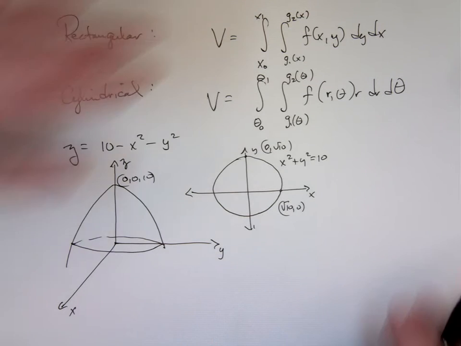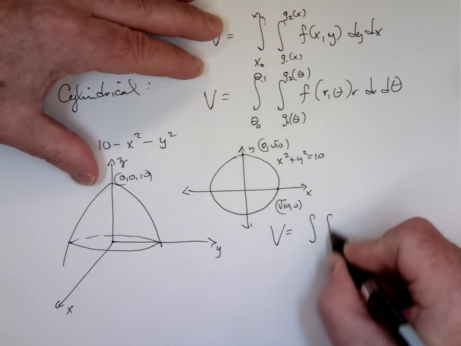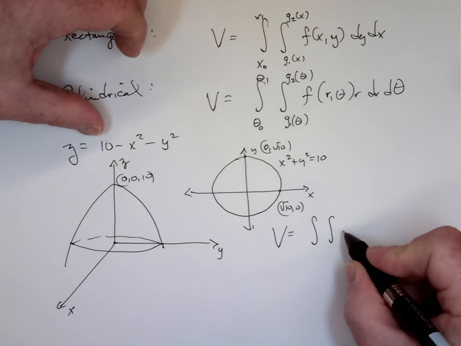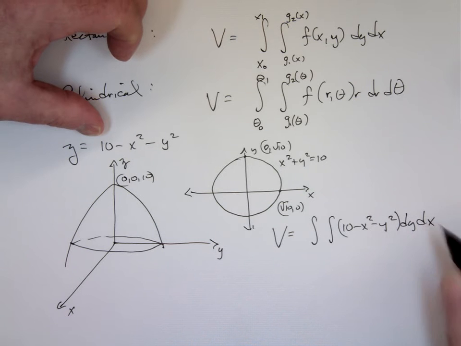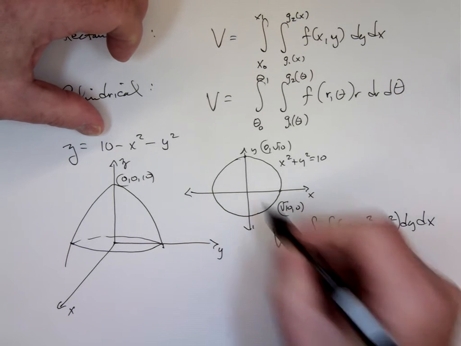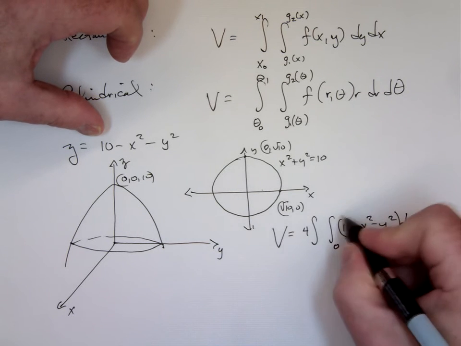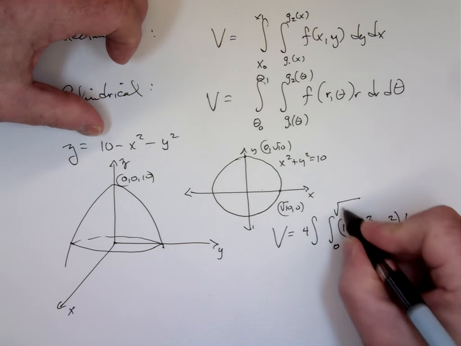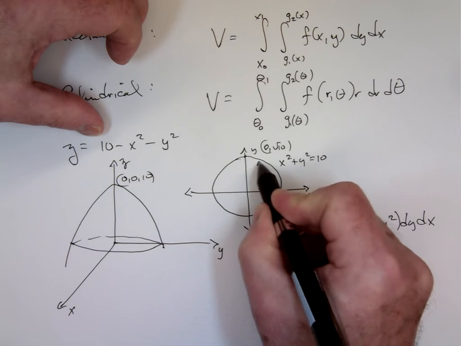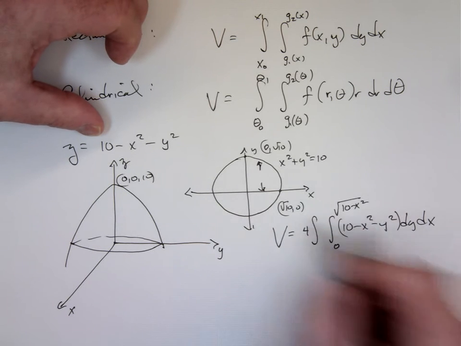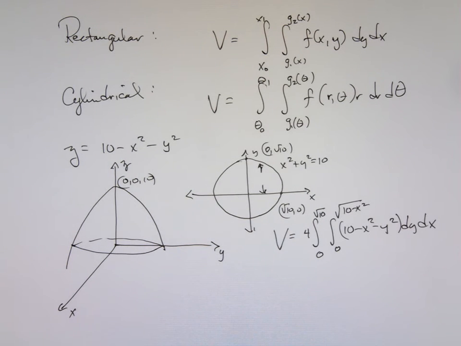Let's start with the volume that we had before. We had the volume equal to the double integral of our surface, 10 minus x squared minus y squared, dy dx. We said the y's are going to go from, and we had 4 times it, 0 to the square root of 10 minus x squared. From 0 to the function. The x's will go from 0 to the square root of 10. That's what we had in rectangular. Let's do it in cylindrical.